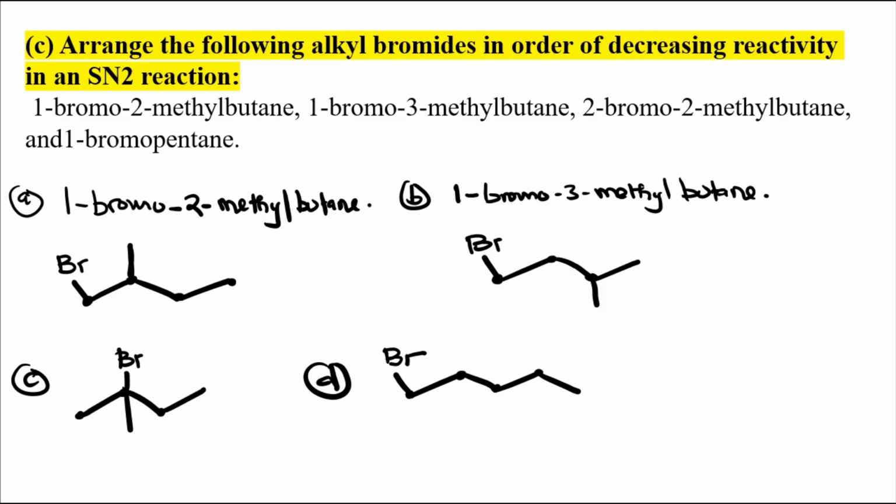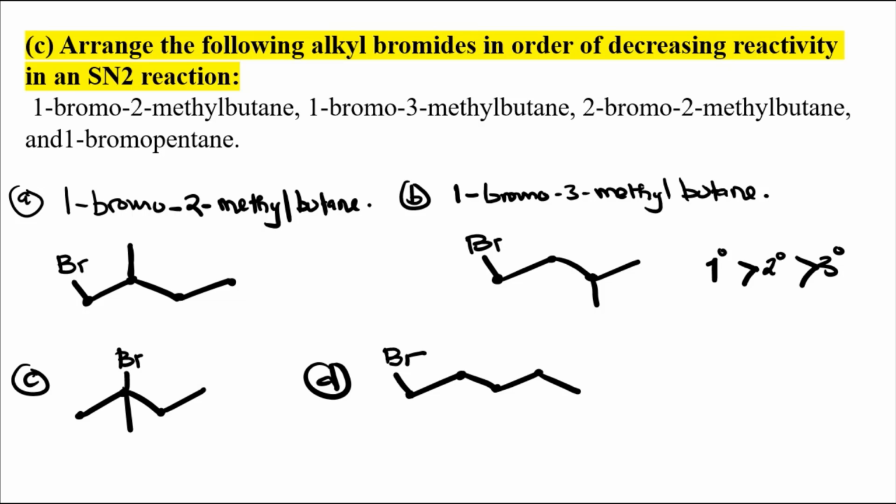Now they're saying arrange the following alkyl bromides in order of decreasing reactivity in SN2 reactions. So in SN2 reactions, we know that the less substituted alkyl halides react the fastest. Okay, so now we know that in SN2 reactions, first degree alkyl halides will react faster than second degree alkyl halides, which will react faster than third degree alkyl halides. That's how it works.